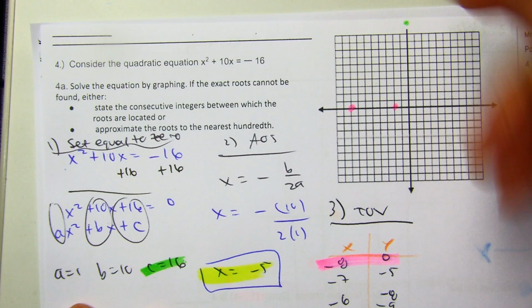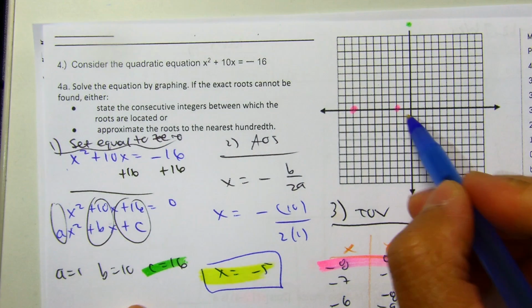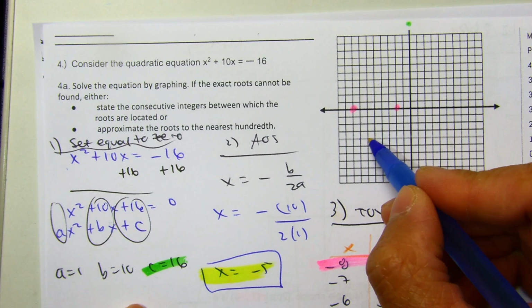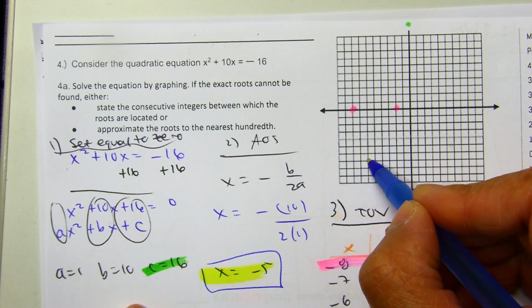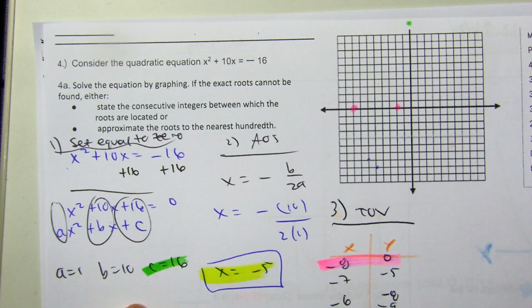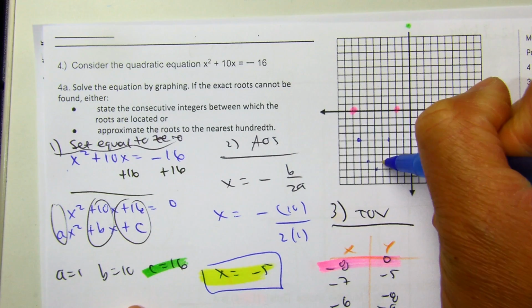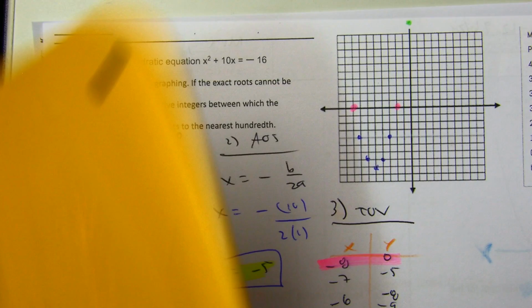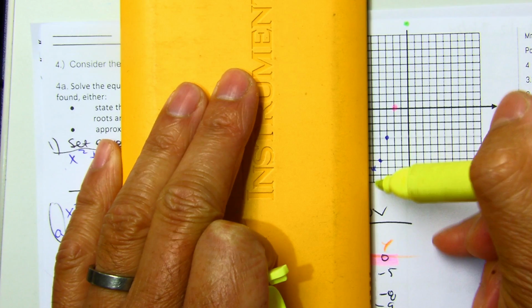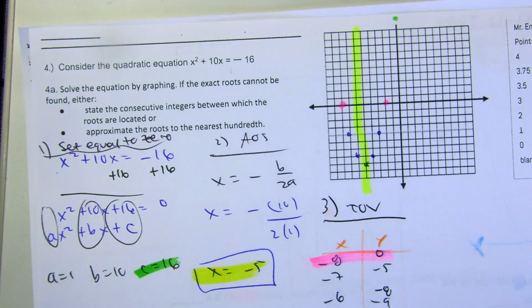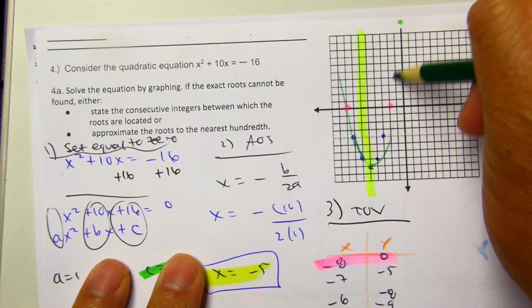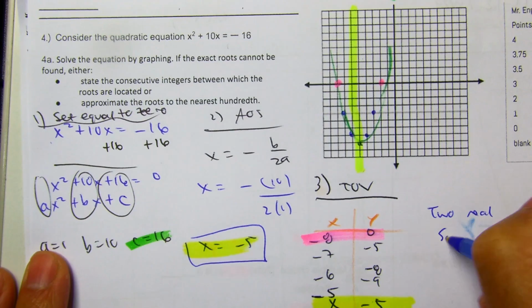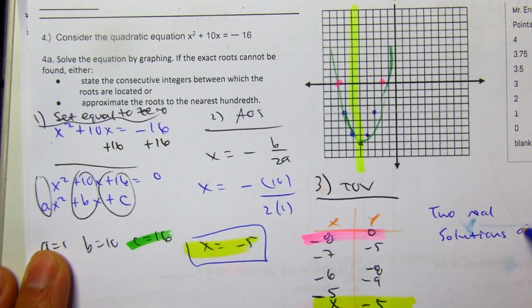You could graph all the ordered pairs if you want to. There's my axis of symmetry. These points are symmetrical. So my axis of symmetry is this yellow line. Whoops, went off. So I can say 2 real solutions at x equals -8 and x equals -2.